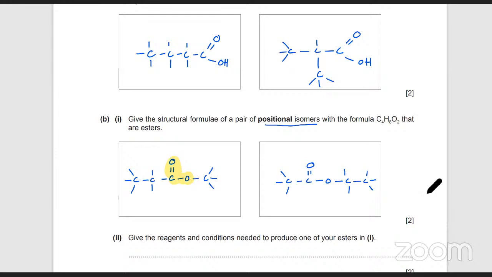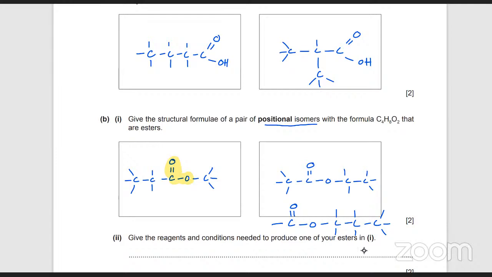And I can make more of them actually. I can make a third one as well. I can put the double bond further to the left. So that will give me another ester. And I can have 3 carbon atoms on the other side. These are all H.